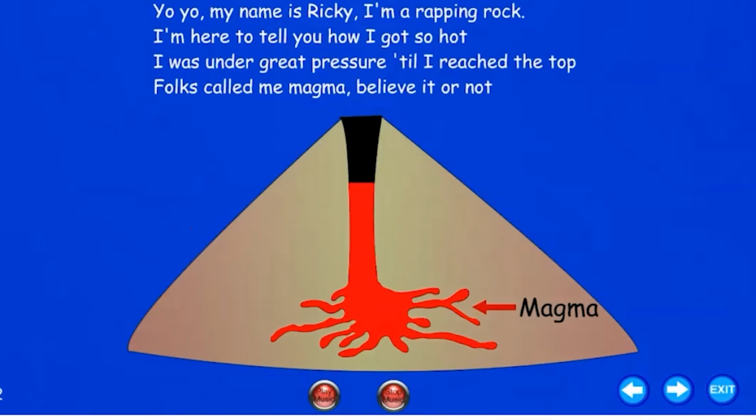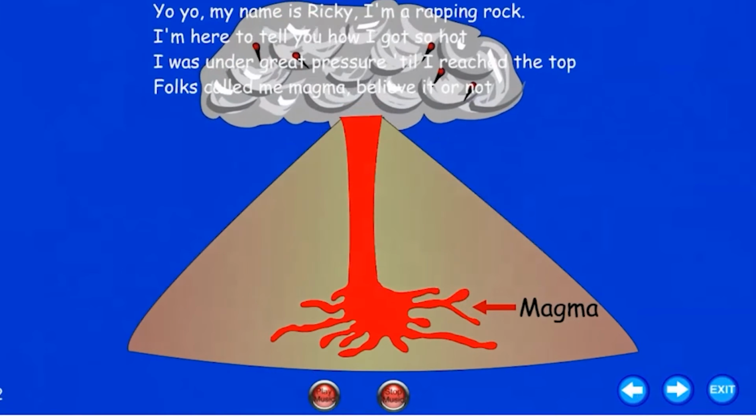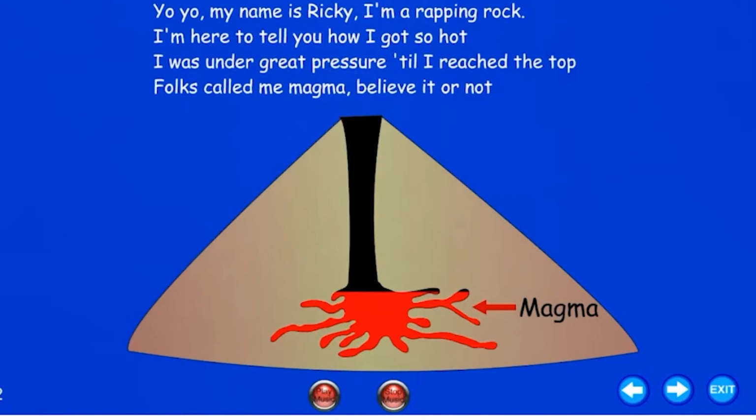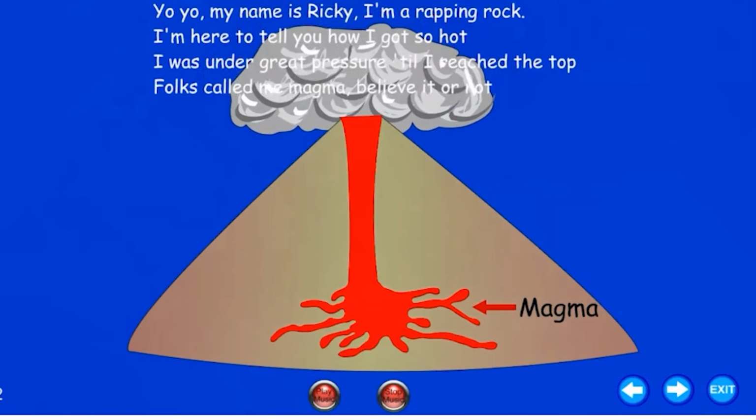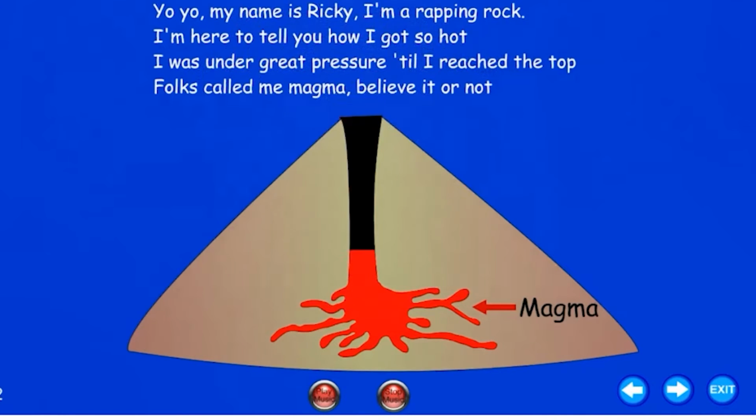So this one starts with I'm Ricky, I'm a rapping rock. It's showing you that volcanoes are your mother rock. So you start here, and then all the other rocks evolve as you learn and understand plate tectonics.